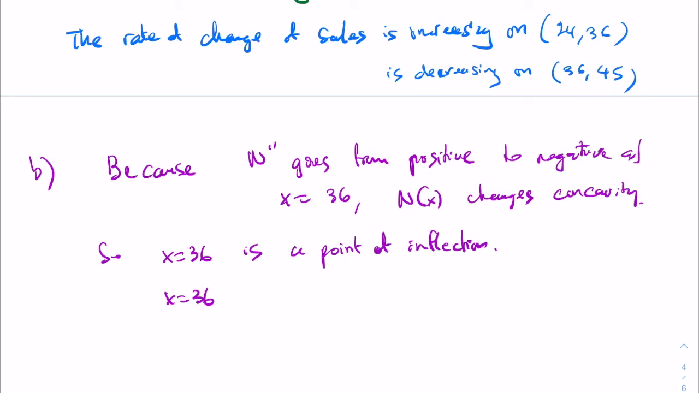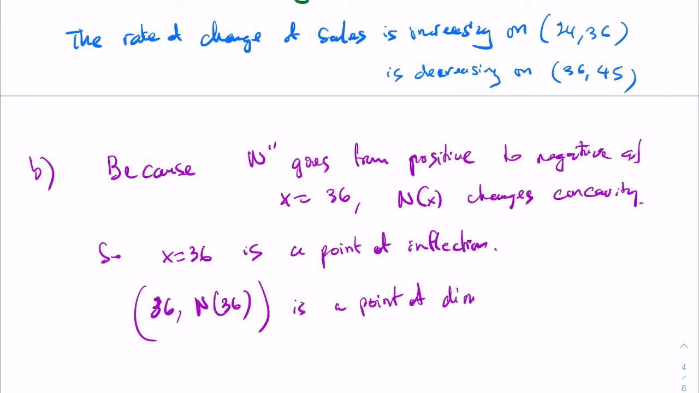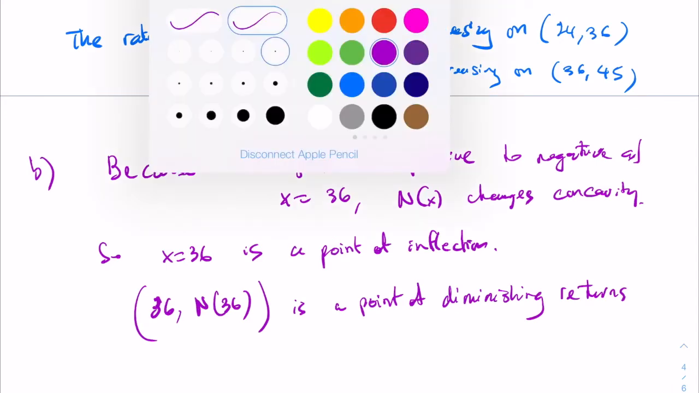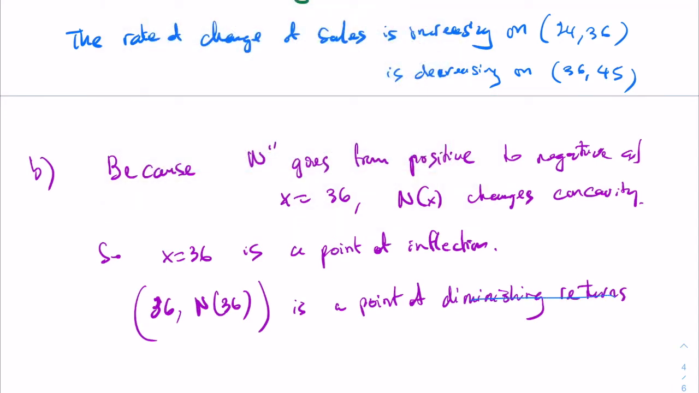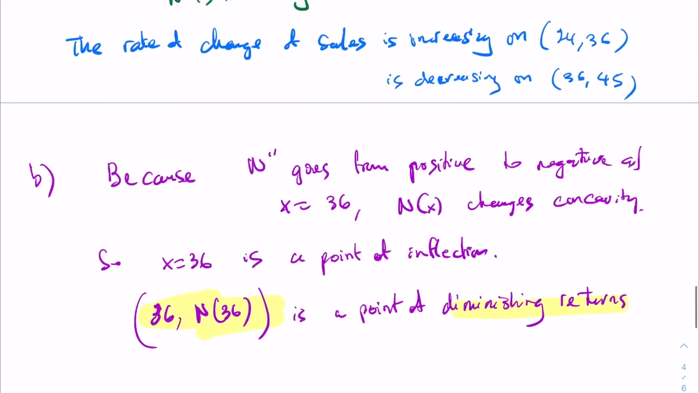In other words, the point (36, N of 36) is a point of diminishing returns. Okay, so that's where the point of diminishing returns is. Okay, so that's the answer for the second part.